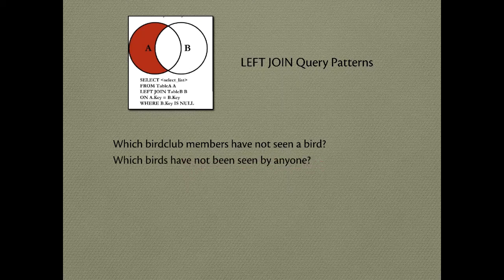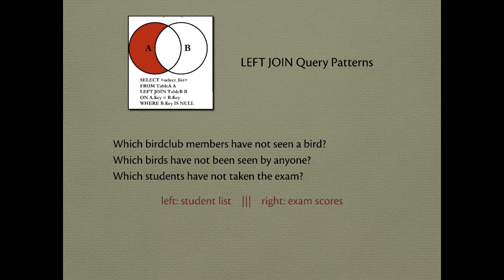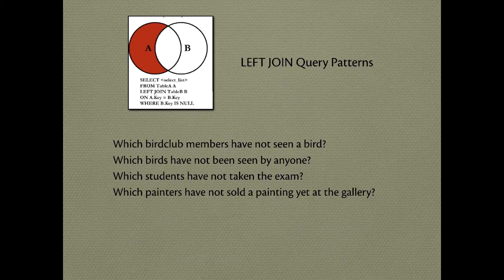And similarly, staying in Bird Club, which birds have not been seen by anyone? Same strategy. Birds now is the master list from which we will subtract the sighting table. So it's going to be a similar sort of situation. Which students have not taken the exam? Well, we just did that one, right? So we have a master list of students. We have the grade book. So it's going to be a student list on the left, and on the right is going to be all the exam scores.